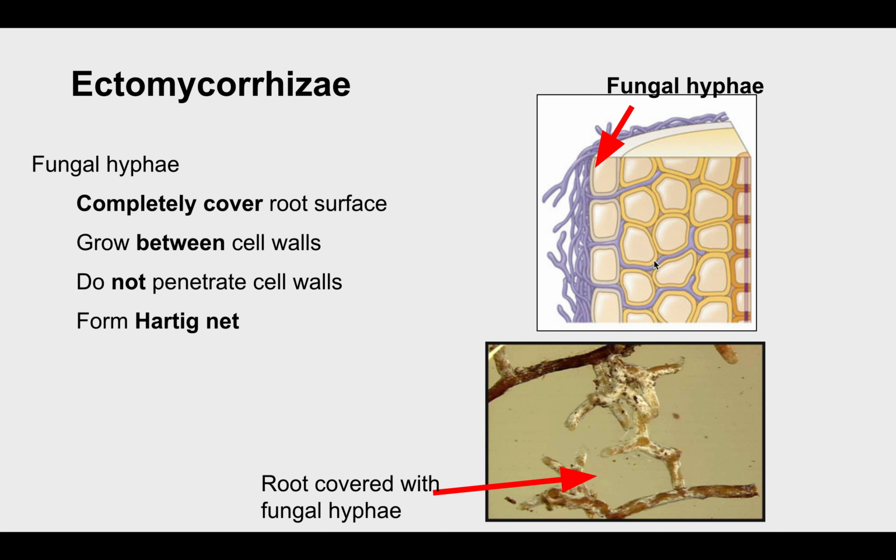All right, so remember, the cell walls are outside of the plasma membrane, kind of providing an extra layer of protection and rigidity to our cells. Often we see the roots completely covered with the fungal hyphae. We can say that it's forming what's called the Hartig net. It's a complete covering of those roots.